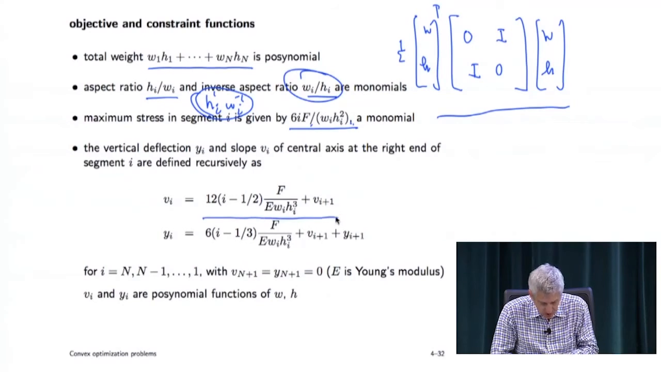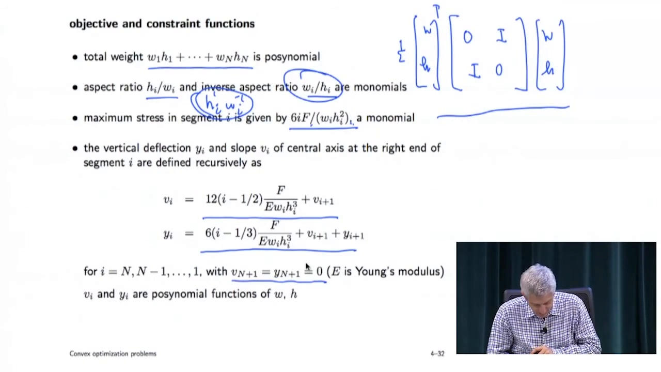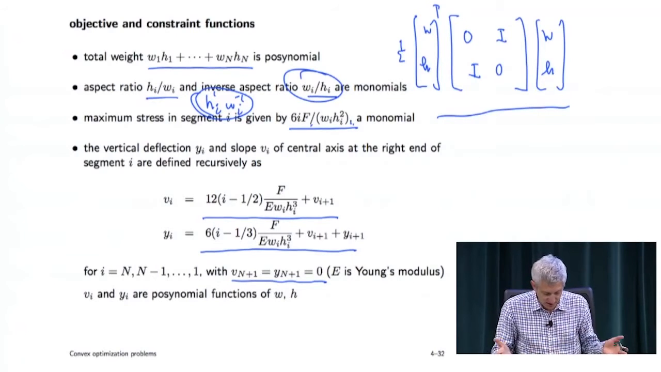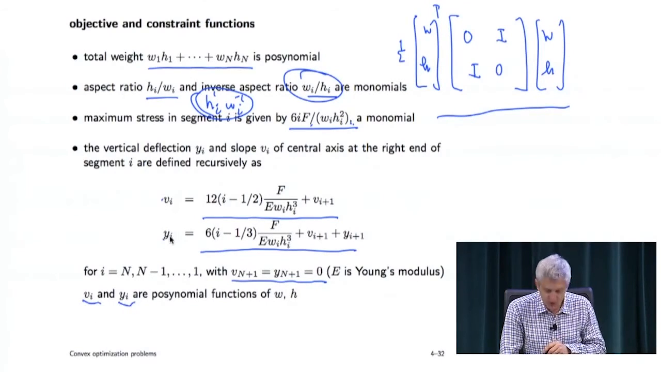And I certainly won't go into any of this or where this comes from. That's that. And then Yi is given by this formula here. You start with Vn plus 1 and Yn plus 1 being 0, right? And here E is Young's modulus. What I'm going to do is argue that Vi and Yi are polynomial functions.